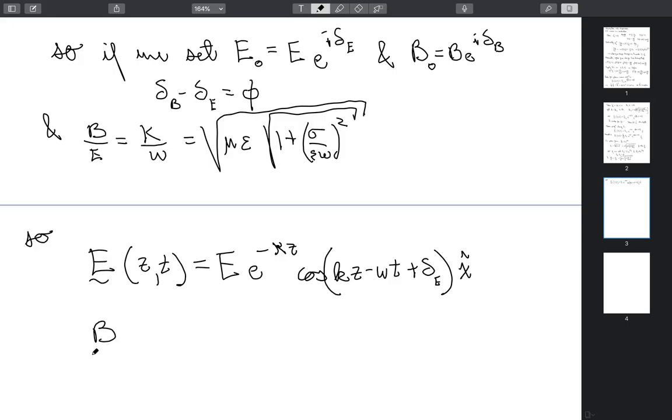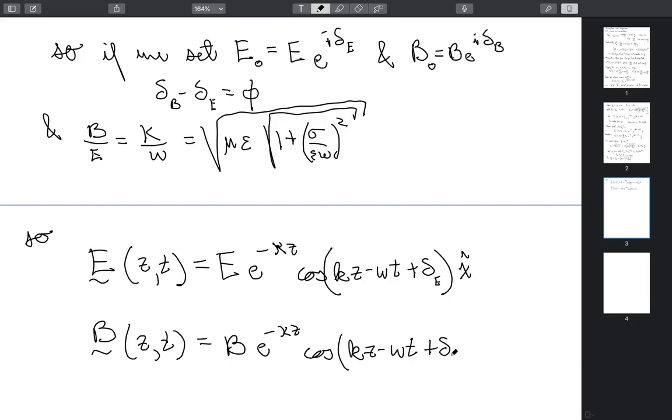And the B field is going to be this B amplitude that we had, which is K E over omega, the same form here, with the cosine of Kz minus omega t, okay? But then with a little phase shift as compared to the electrical field given by the phase of the K tilde that we had, and this in the y direction.